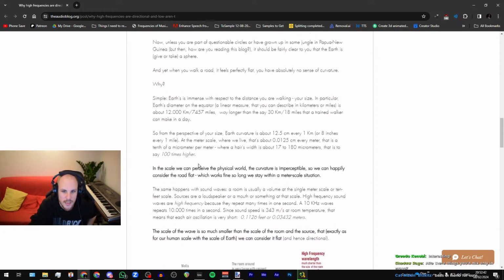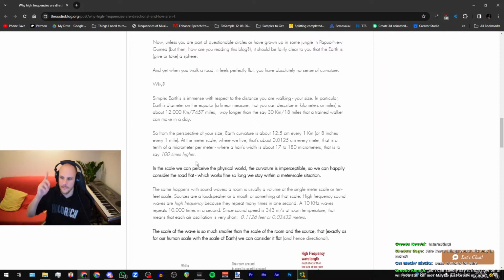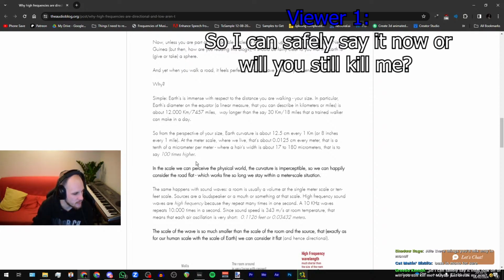It's not directionality in that the sound has a preference to travel, but it's a directionality in that you can think of a high frequency. If you're sitting in one space in the room and the speaker is in another space in the room, from your perspective, it's feeling like all of the high frequencies come from that speaker, whereas the low frequencies kind of come from everywhere. So I can safely say it now, or will you still kill me?